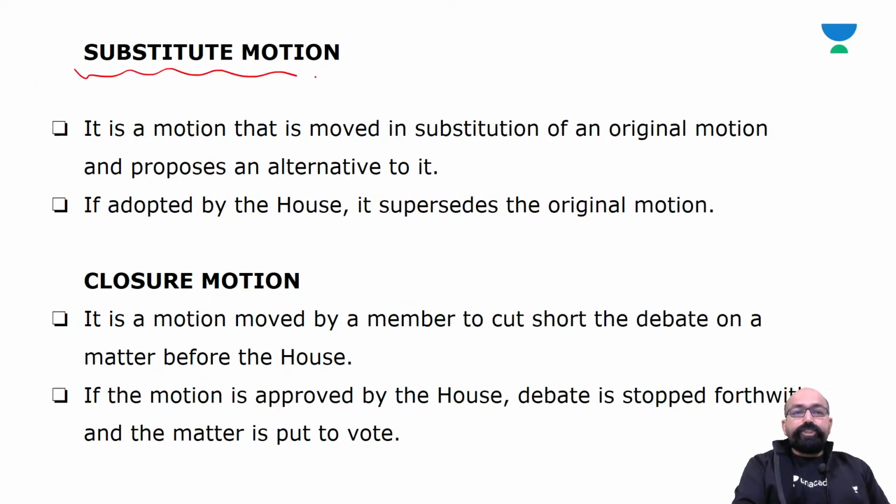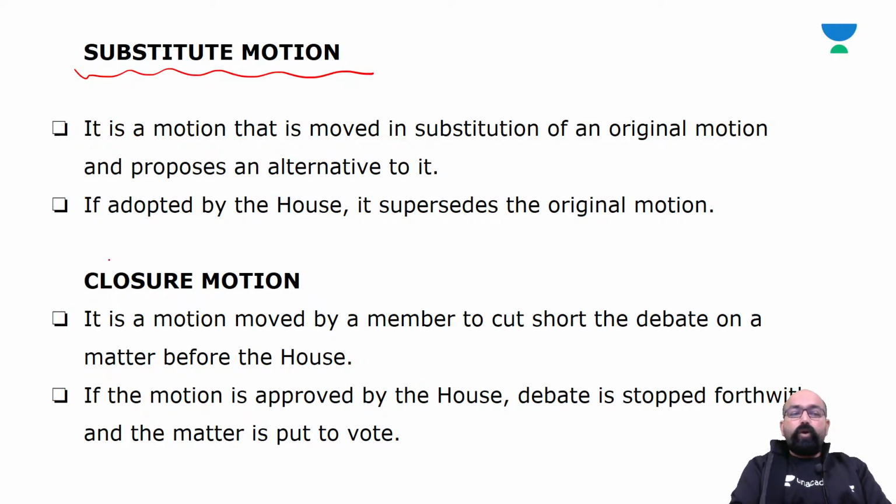Then substitute motion. It is a motion that is moved in substitution of an original motion and proposes an alternative to it. If adopted by the House, it supersedes the original motion.